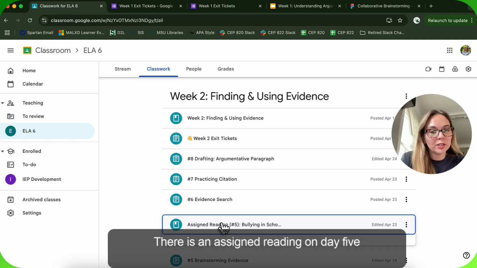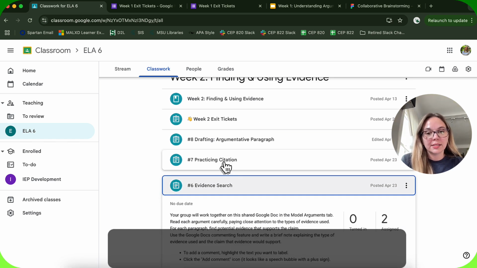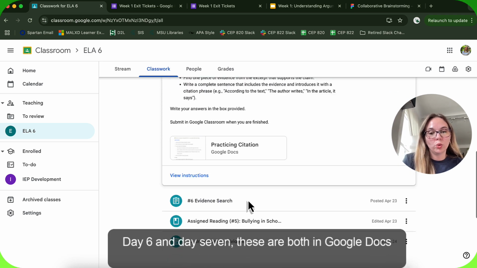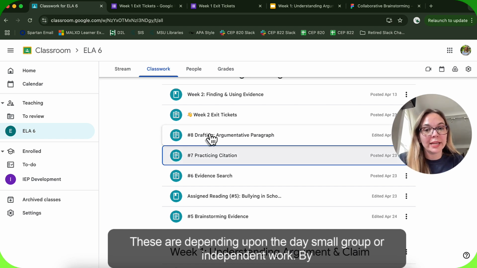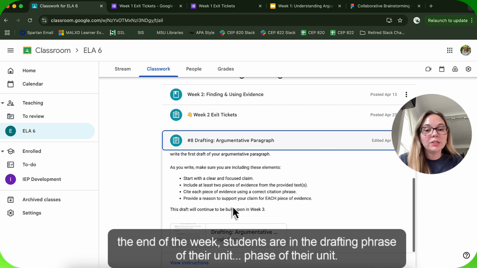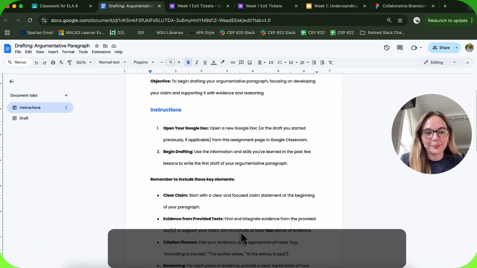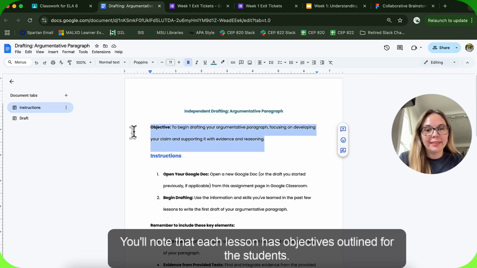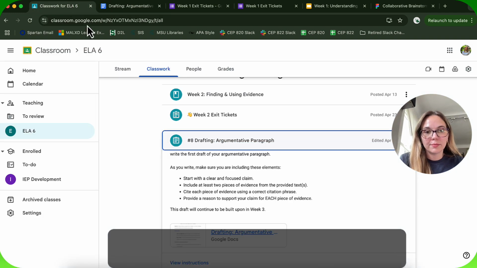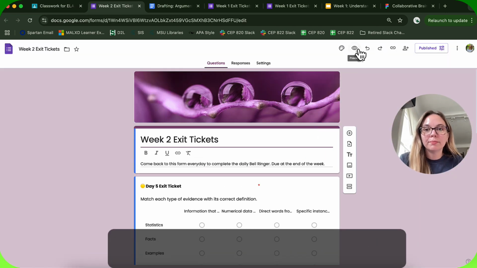There is an assigned reading on day 5. Day 6, day 7, these are both in Google Docs. These are, depending upon the day, small group work or independent work. By the end of the week, students are in the drafting phase of their unit. You'll note that each lesson has objectives outlined for the students. And just like week 1, there is an exit ticket form.